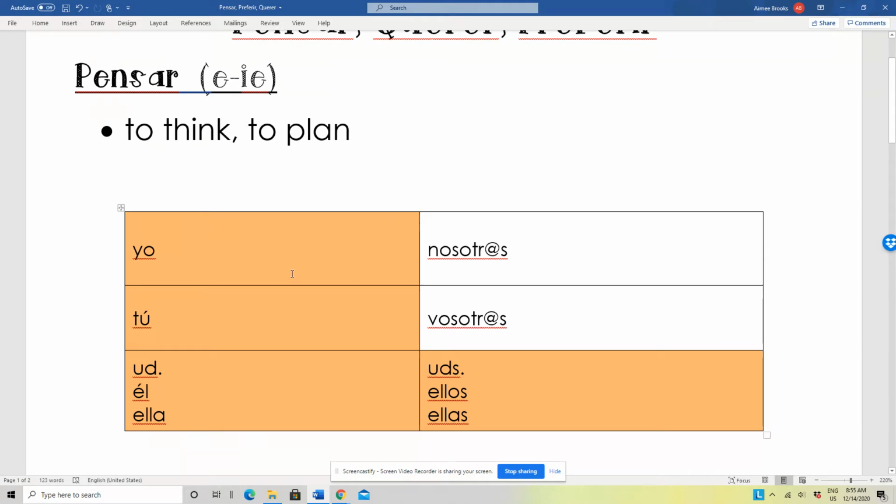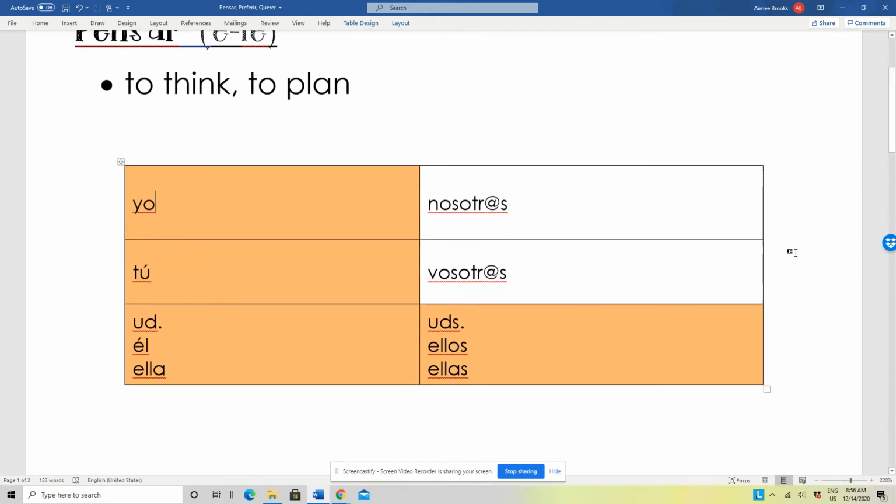Okay, with that being said, I want you in your notes right now to copy down this chart. You don't need to shade it in, but copy down the chart, and then conjugate pensar with that information. That E is going to change to IE in these four forms, and then the endings are just regular AR verb endings. So I want you to copy the chart and conjugate pensar on your own. Pause this video, and when you've done that, hit play and check to see if you were right.